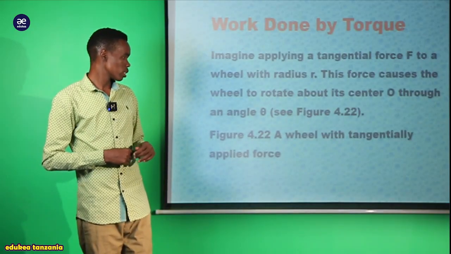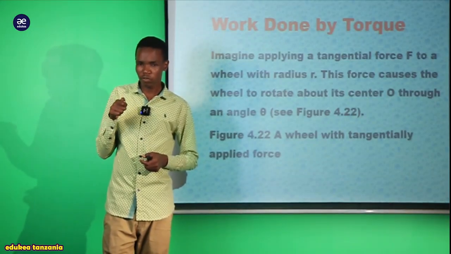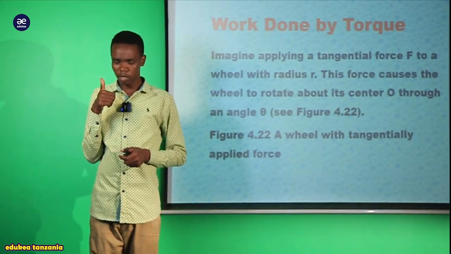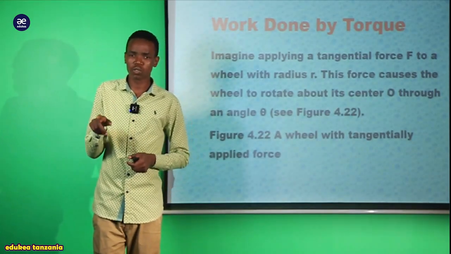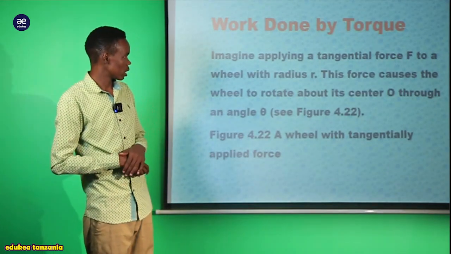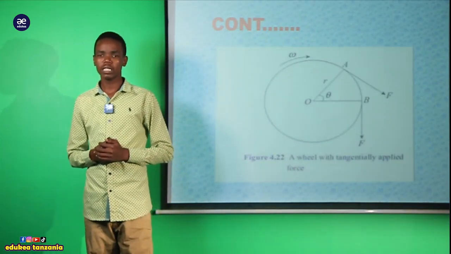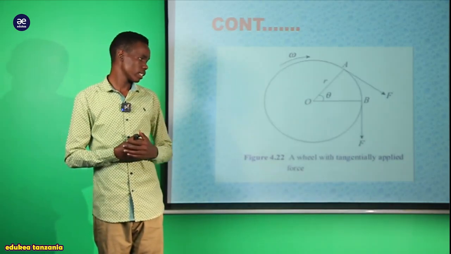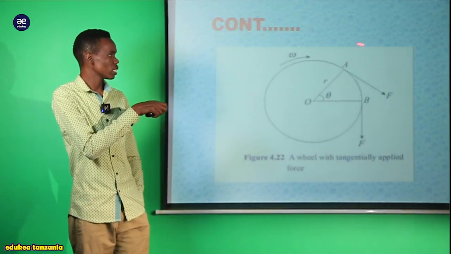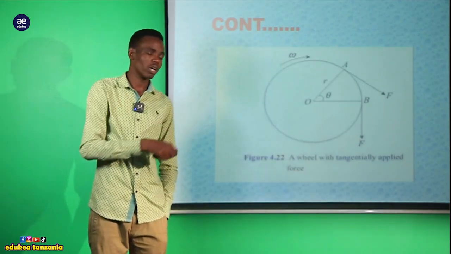In figure number 22, we are going to see how the tangential force, after being applied, may cause the wheel to rotate through a certain angle theta. That is what we are going to see in our discussion here. So this is our figure. This represents the wheel, and this wheel with a tangentially applied force is rotating about an axis with a constant angular velocity, as we see.